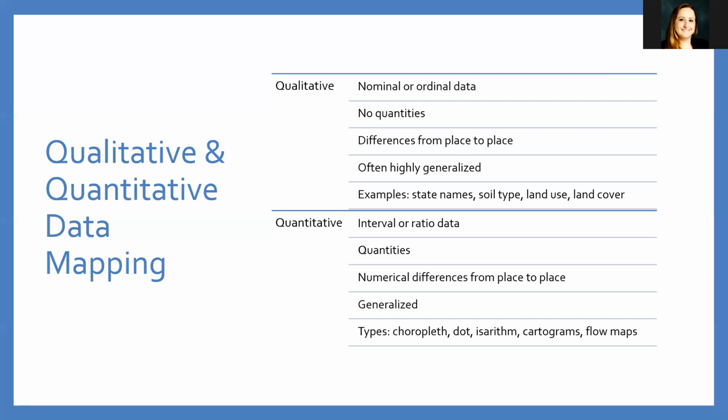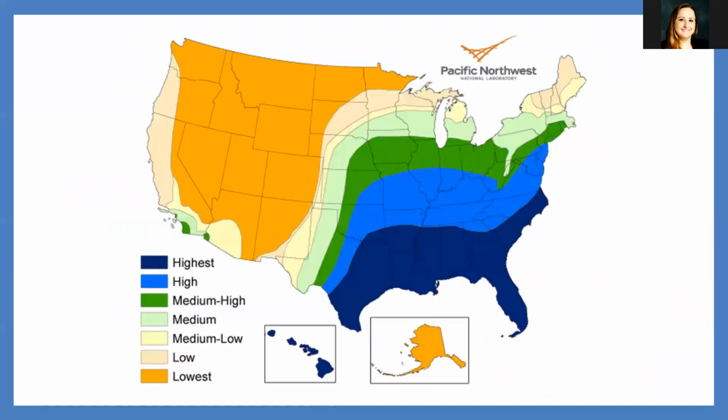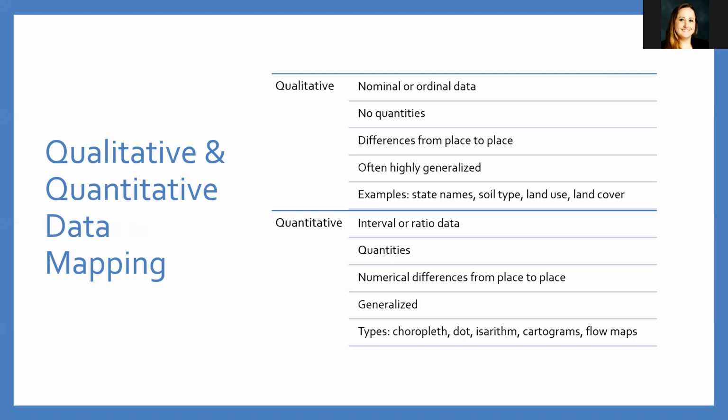Ordinal data in qualitative maps is like nominal data, where the numbers don't matter, but there are levels of hierarchy, such as low, medium, and high population density. For example, here is a Likert scale about the ability to capture condensation in the United States. Other examples include maps that show state names, different soil types, or land use or land cover.